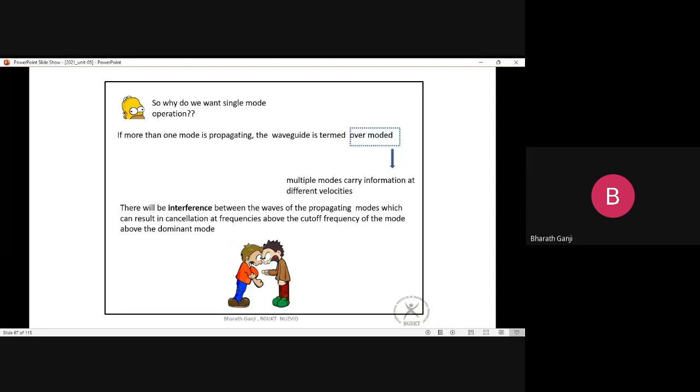Okay, so what happens when your waveguide is included with losses anadi we'll probably see it in the next session. Okay, so that's it for today.